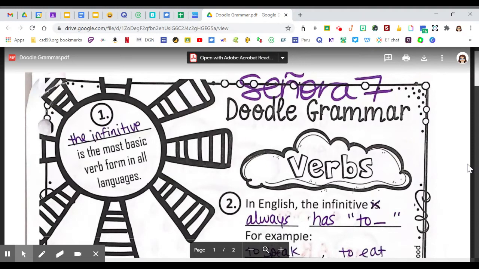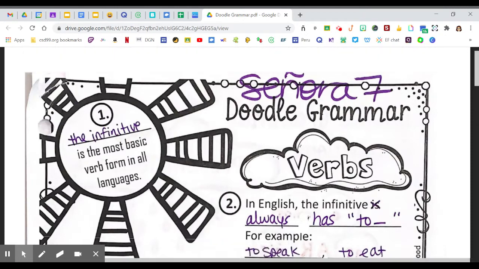Hola clase. Today we are going to talk about infinitive verbs and what to do specifically with infinitives that end in AR. Okay, we're going to use the Doodle Grammar verbs organizer. We're going to fill that out together here. I'm going to walk you through each of the steps.